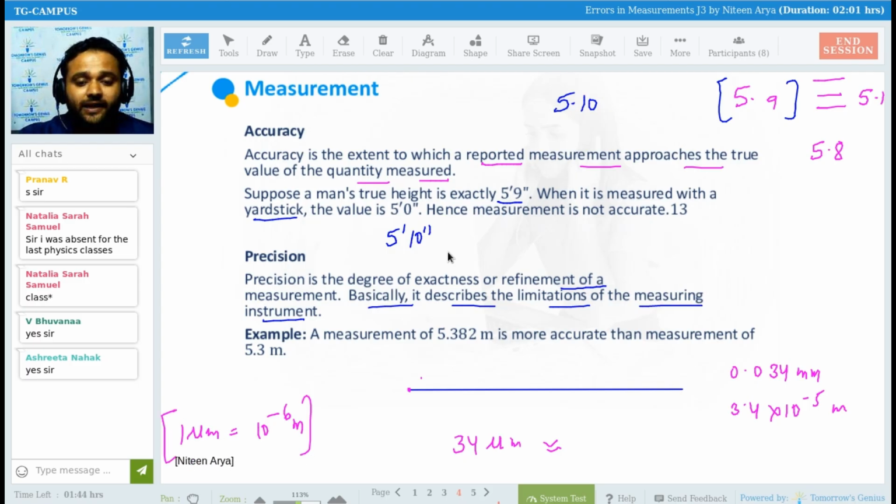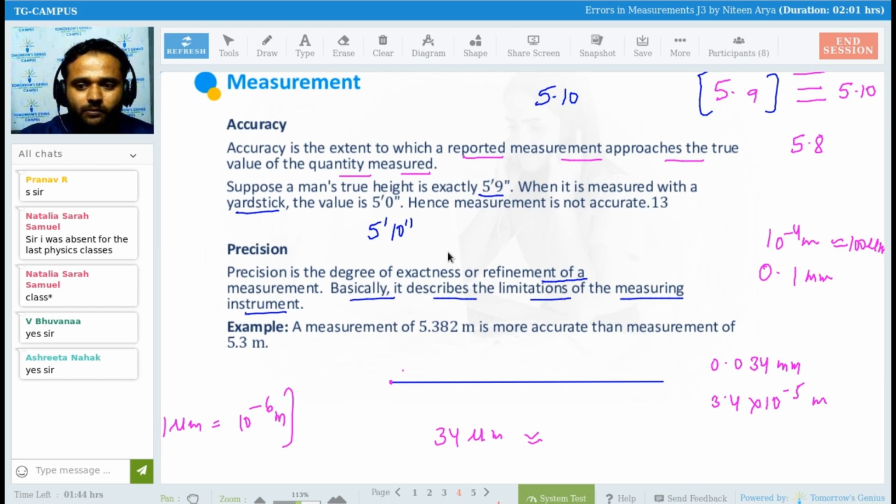So if you try to observe the radius of this particular wire with a vernier caliper, a vernier caliper is an instrument which has a least count. What is the least count? The minimum value an instrument can give. Least count is the minimum value observed by any particular instrument, that is 0.01 centimeter, or 0.1 mm, which is of the order of 10 to the power minus 4 meter, or 100 micrometer. So if it is of the order of 100 micrometer, it cannot observe 34 micrometer. So precision is going to be degraded.